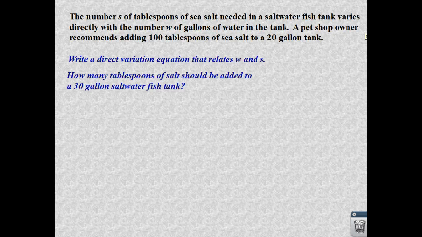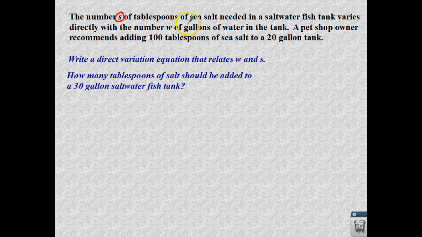All right, the last example I have involves a fish tank. Wow, another long paragraph. So it says the number S of tablespoons of sea salt needed in a saltwater fish tank varies directly with the number W of gallons of water in the tank. So what are the important words that I see just in that first sentence? I see the S, which is the sea salt. So why don't I underline that in red?